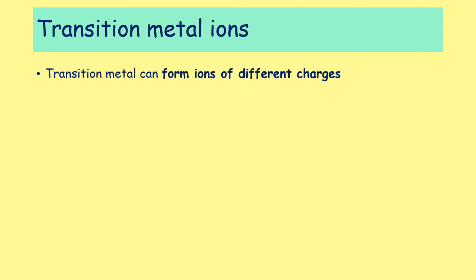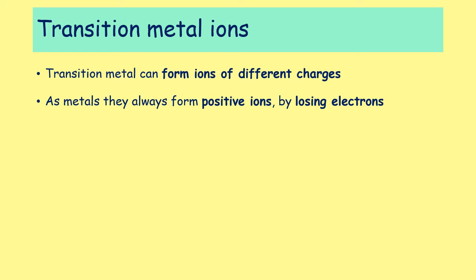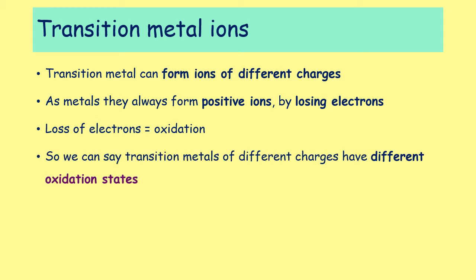Now, transition metal ions. What makes transition metals unique is that they can form ions of different charges. Now we have to know they are metals, and metals form positive ions, so this is achieved by losing electrons. And we would describe that as oxidation. Oxidation is loss. So because transition metals can form different ions by losing different numbers of electrons, we would describe them as having different oxidation states.